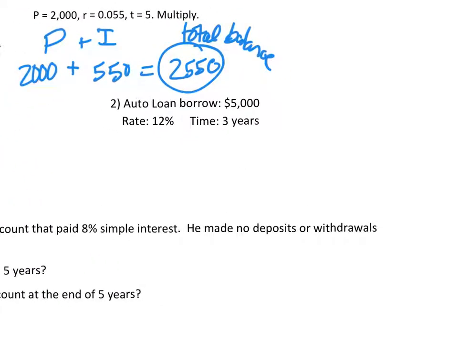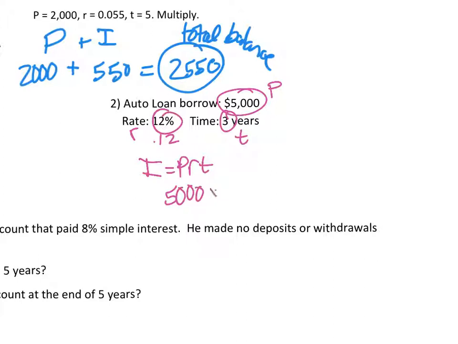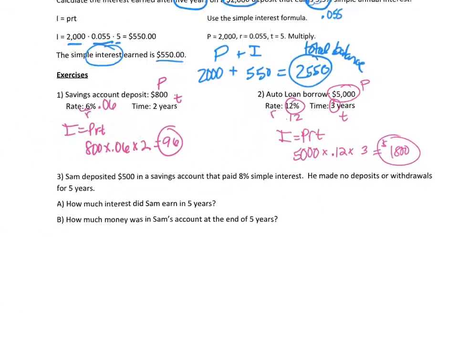For number 2, auto loan, I borrowed $5,000, so that's my starting amount. My rate in decimal form is 0.12, and my time in years. So I equals PRT. I'm going to write my formula down, and I'm going to plug in my numbers and see what I get. And I should get 1,800. So you're going to have to pay 1,800 on top of the 5,000 for that auto loan.